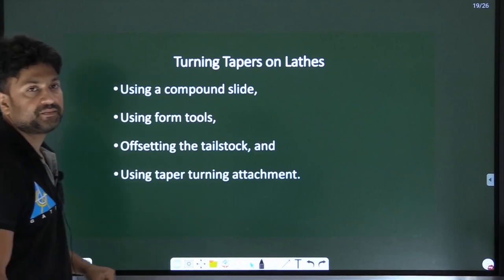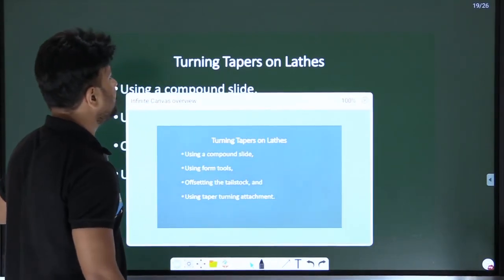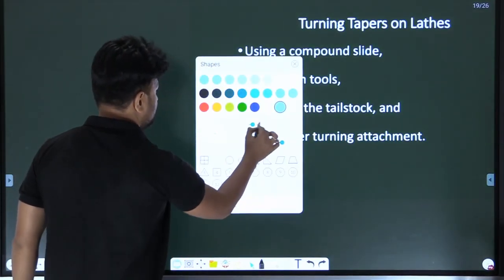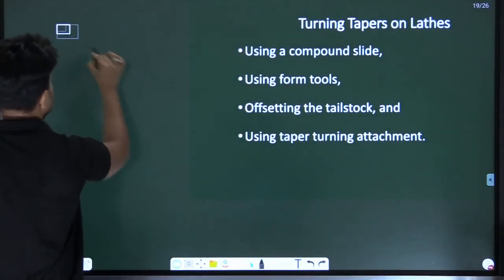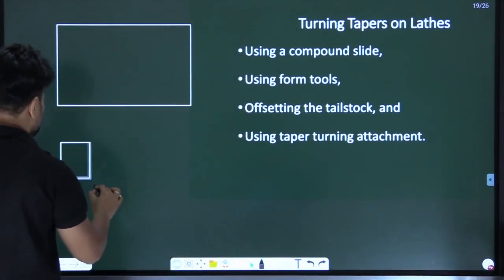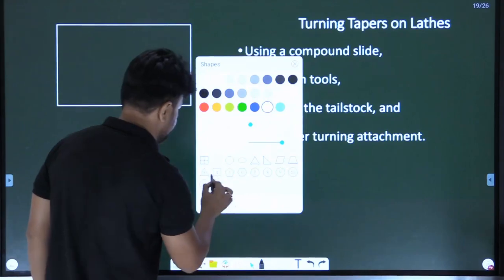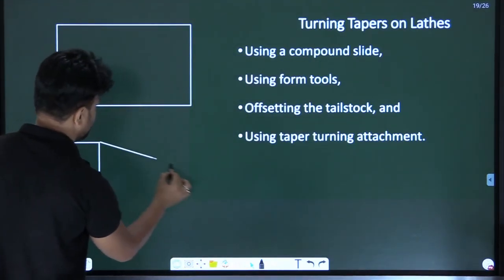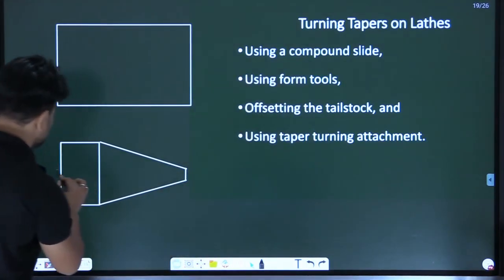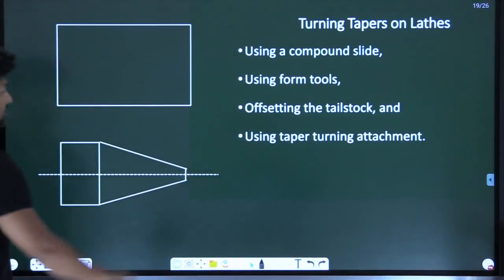Okay, that is taper turning. And I told you, what is the meaning of taper turning? In taper turning, there is a cylindrical workpiece, and from that cylindrical workpiece, basically what you do, you are going to produce a taper workpiece. Simple, you are going to produce a taper workpiece. This is a taper workpiece, my dear.